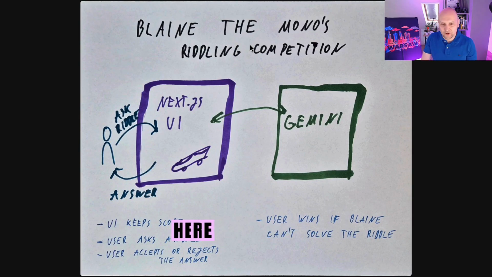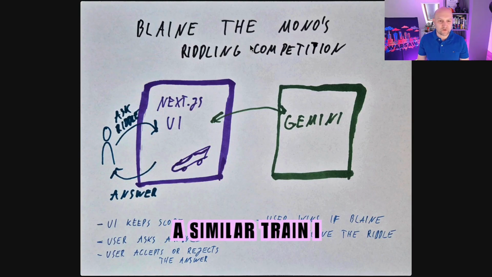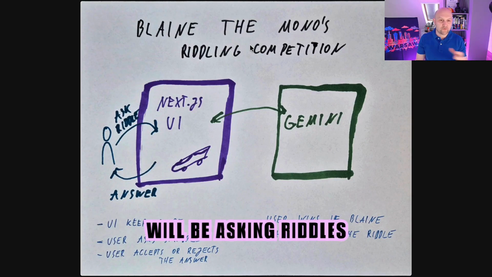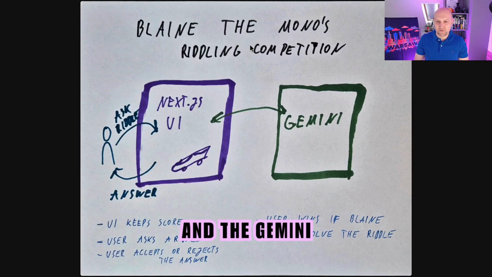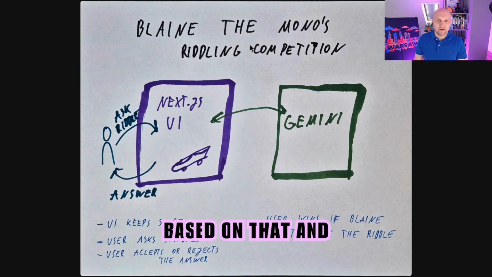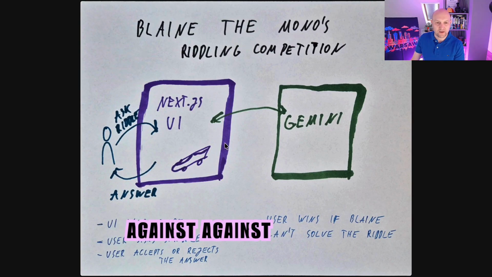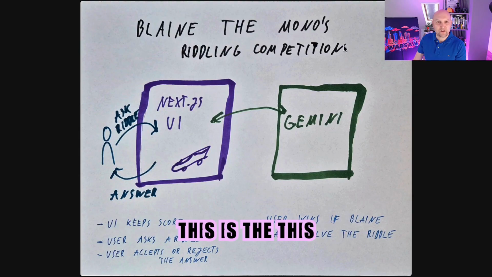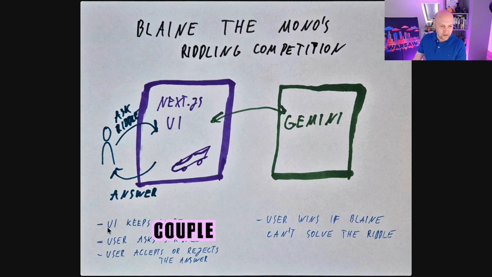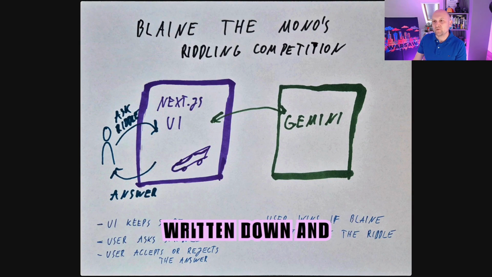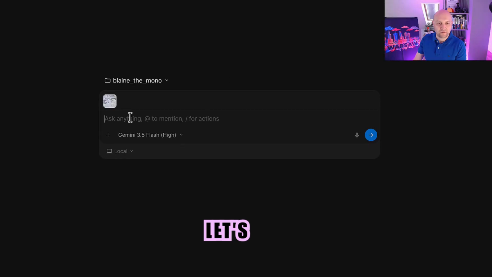So what I want to build here is actually a similar train. I want a NextJS UI and a Gemini in the backend. And the user will be asking riddles, and the Gemini will try to answer them. And the user will decide if the answer is correct or not. And based on that, we will be scoring against Blane the Mono's train. So this is the architecture. There are a couple of requirements written down, and let's see.